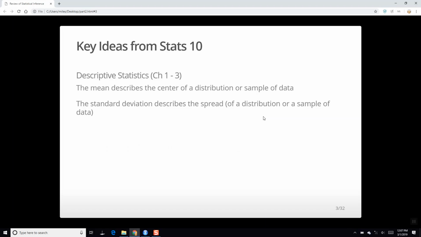Generally, most statistics courses, at least our Stats 10 class, your first 3 chapters, they are on descriptive statistics. You talk about learning all of these descriptive things. The key ideas, though, if I had to boil it down, is just the mean is important. That gives you the idea of where the center is, right? And then the standard deviation is important. It tells you an idea of spread, right?